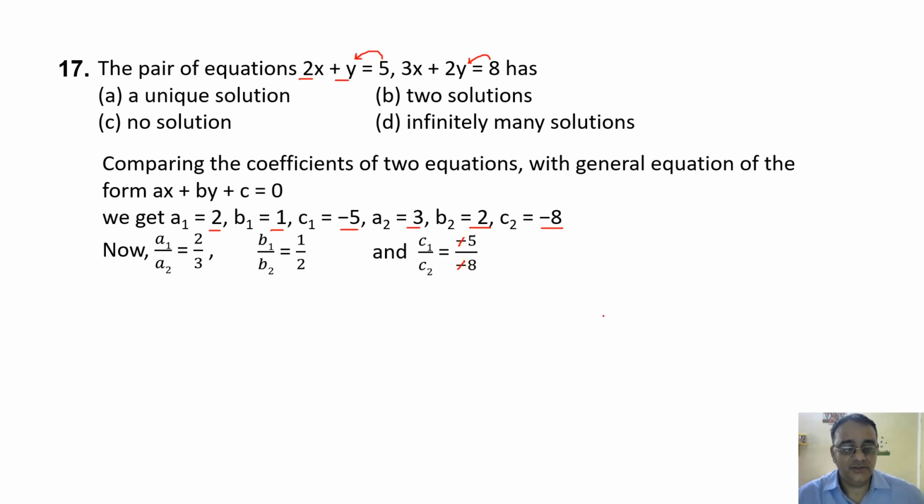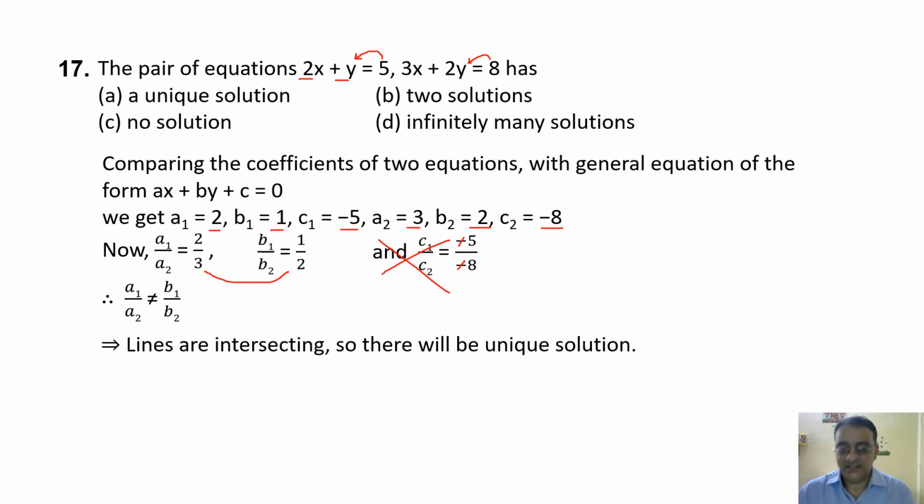So here also, if you see carefully, a1 upon a2 is not equal to b1 upon b2. Don't go for the third. When you get a1 upon a2 not equal to b1 upon b2, there is no need to find the third ratio. So the lines are intersecting and we have a unique solution. Which option is correct? Option A. So now we are moving to question number 18.